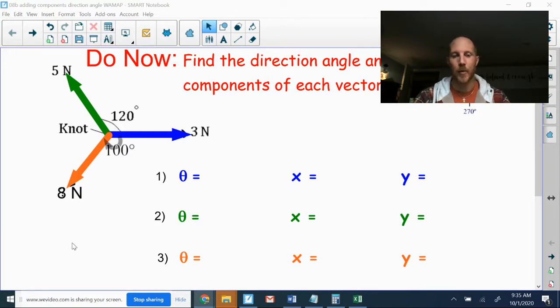Okay, I'm going to be quiet. You can hit pause on the video until you got those direction angles and components calculated.